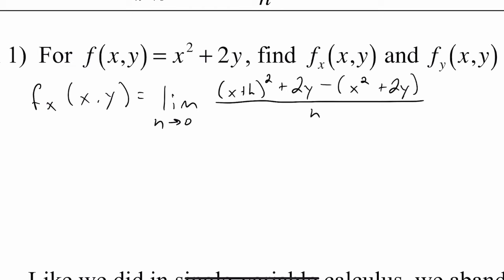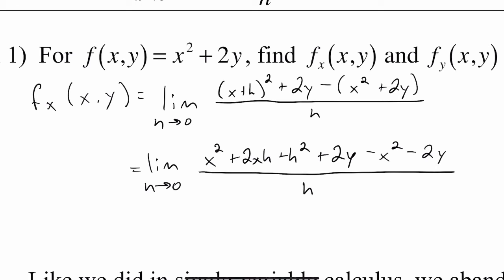So we need to simplify the numerator by multiplying everything out and distributing the negative that was in front of that parentheses. And then notice the x squared up front will cancel with the negative x squared at the back, and the 2y in the middle there cancels with the negative 2y at the back. That would give us the limit as h goes to 0 of (2xh plus h squared) over h.